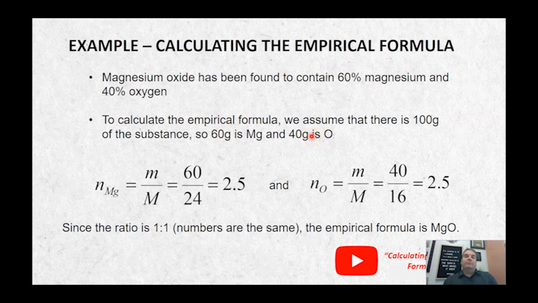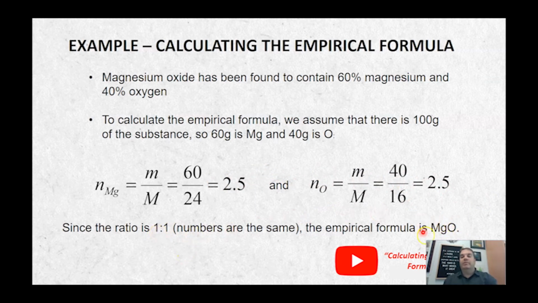Now you're just trying to work out the ratio. You take the molar mass of magnesium from the periodic table, which I've rounded to whole numbers here, but it's pretty much close to 24. So the 60 grams divided by the molar mass of 24 gives us 2.5. For oxygen, you take the 40 grams and divide it by the mass of oxygen off the periodic table, which is 16. Again, you get 2.5. Because the numbers are the same, 2.5 and 2.5, you end up with a 1 to 1 ratio.